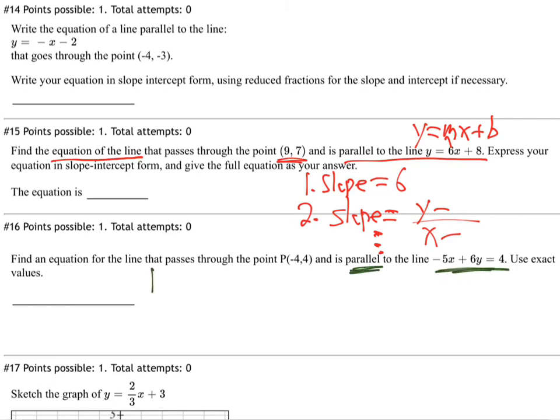Parallel to. So, you know, step 1, get the slope. Get the slope. We good? Am I rushing you along too fast? Is that good? So on number 16, we've got to find the slope.